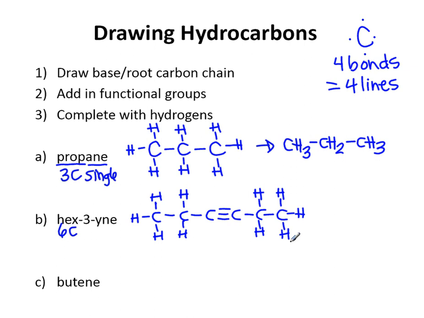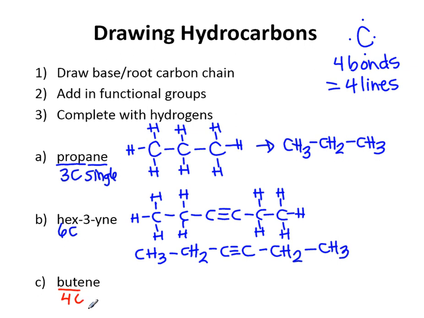So if I were to draw this one condensed, it would be CH3, CH2 for 2 hydrogens. I would put my triple bond in, then CH2 and CH3. Let's take a look at the last one, butene. Bute, 4 carbons. So I would draw 1, 2, 3, 4.